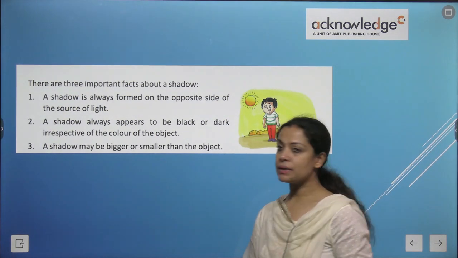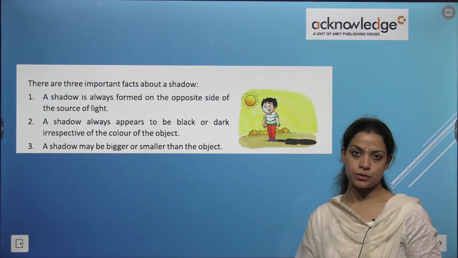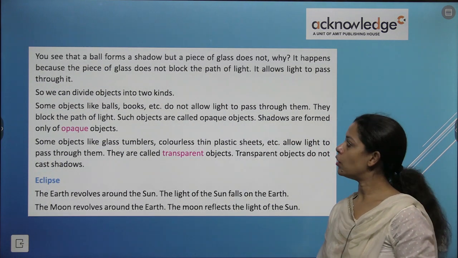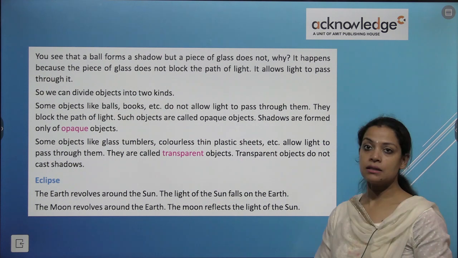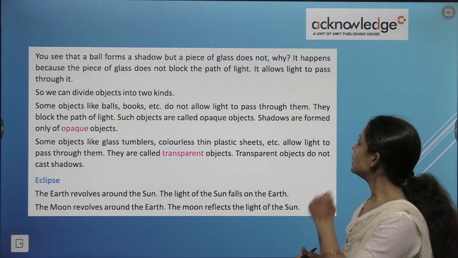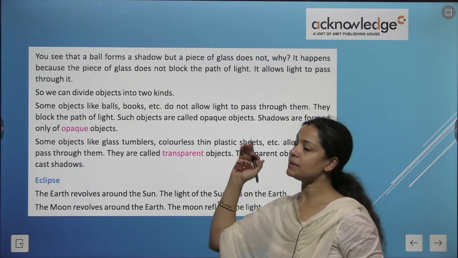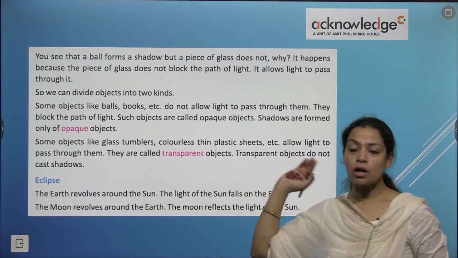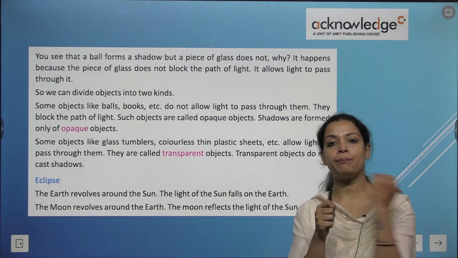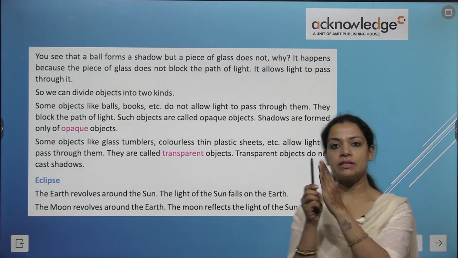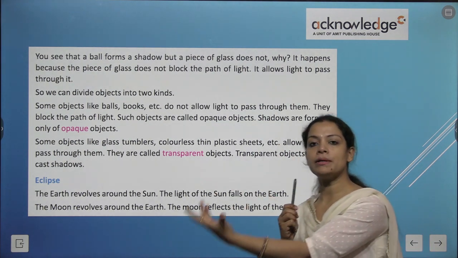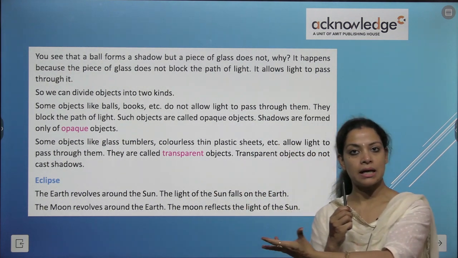Now a shadow may be bigger or smaller than the object. You see that a ball forms a shadow, but a piece of glass does not. तो कुछ और भी changes है shadow में. How? It happens because a piece of glass does not block the path of light. Glass क्या होता है? Glass से light pass through कर जाती है. अगर if this is a plate of glass and I focus a torch on it, you will be able to see light beyond the glass slab.